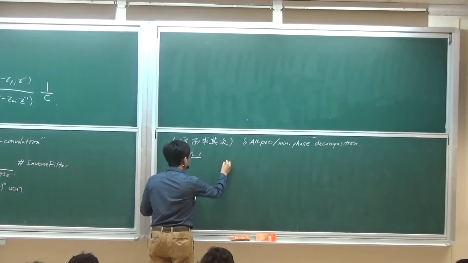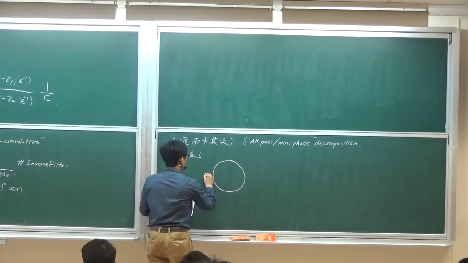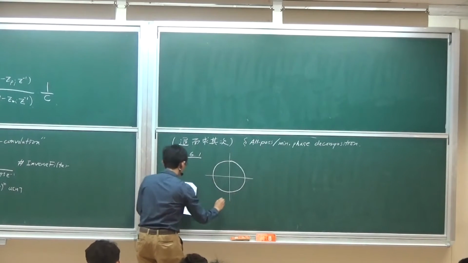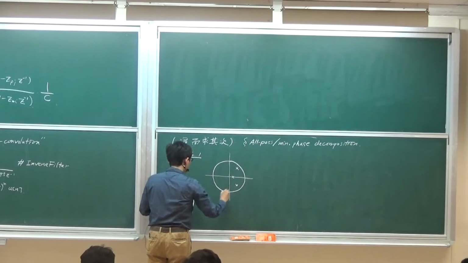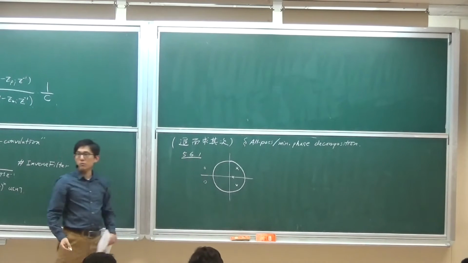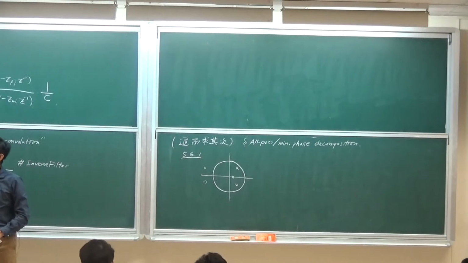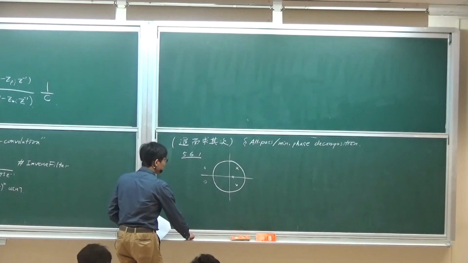Let's say now we have a system that is not minimum phase. For example, it may have 3 poles somewhere and 2 zeros outside the unit circle. And this system is not minimum phase.